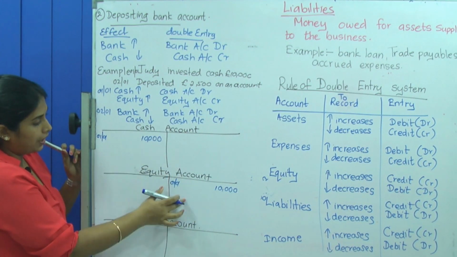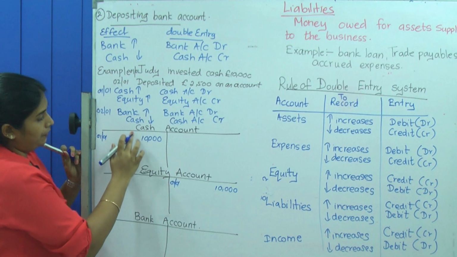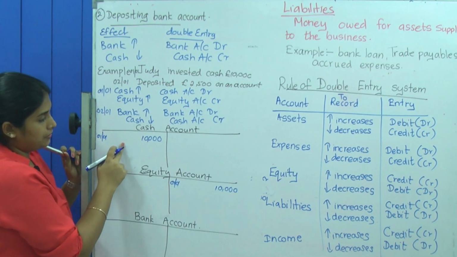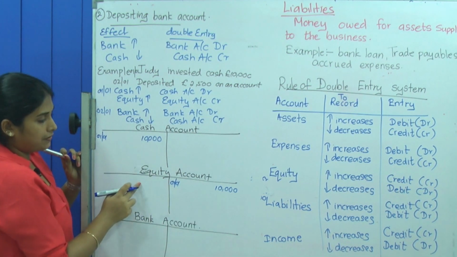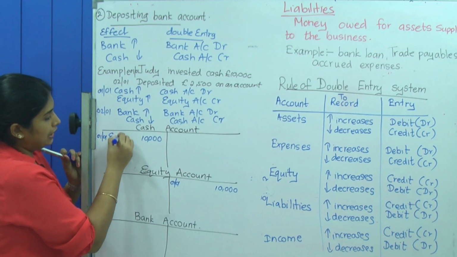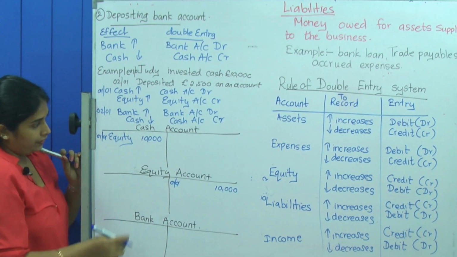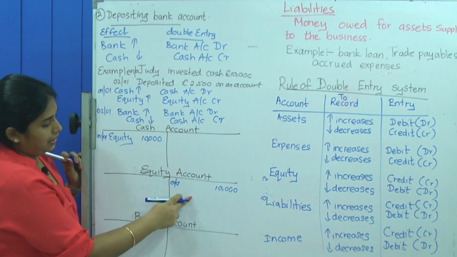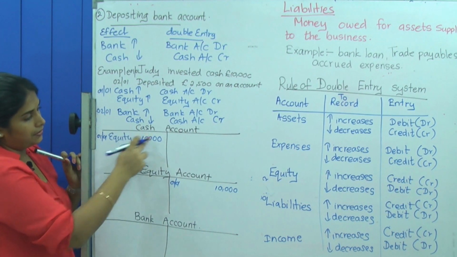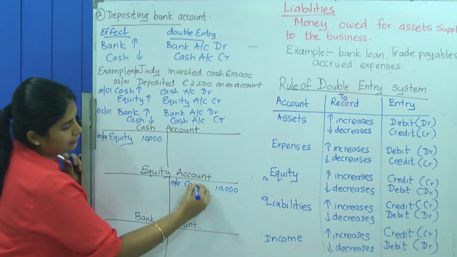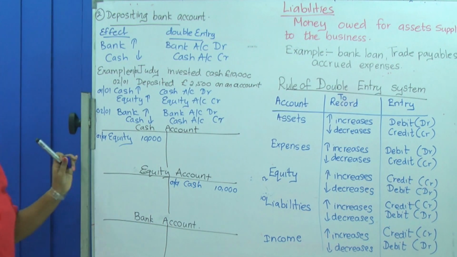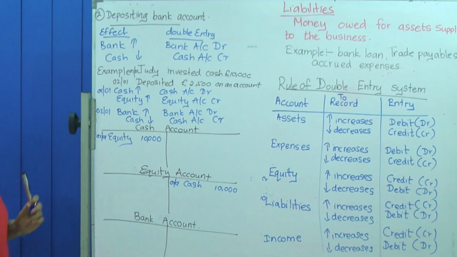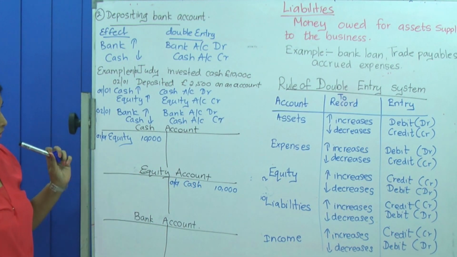Now you have to exchange the T account's name. That means cash account debit entry is there. Where is the credit entry? It's there on the equity account. So the detail will be equity. Equity credit entry is there. Where is the debit entry? Debit entry is there in the cash account. So in details column you will be writing cash. Now the first transaction has been recorded.